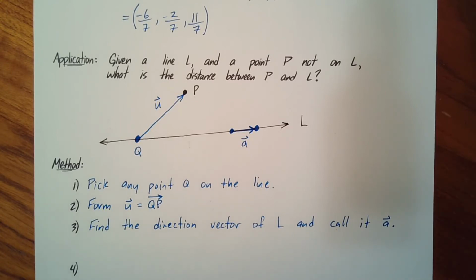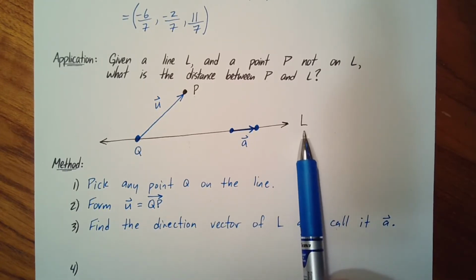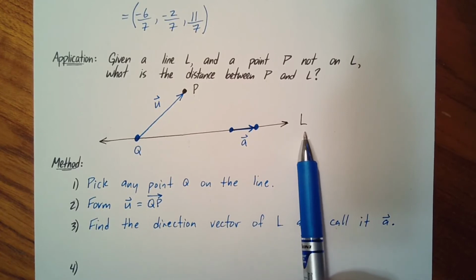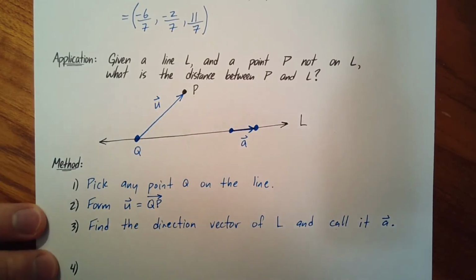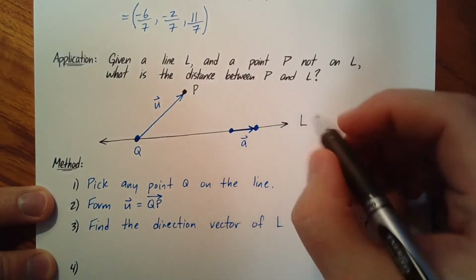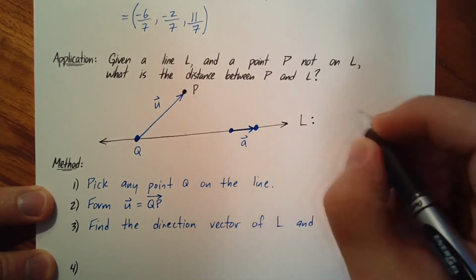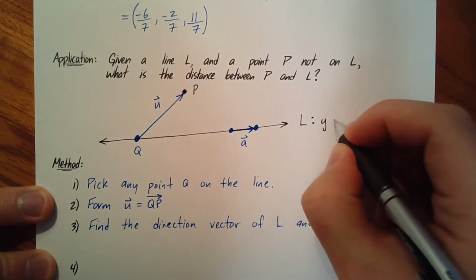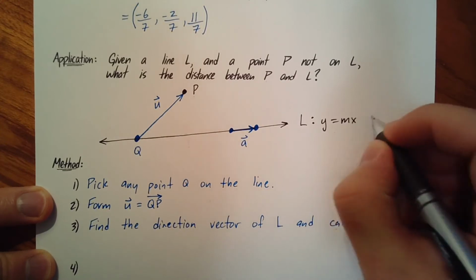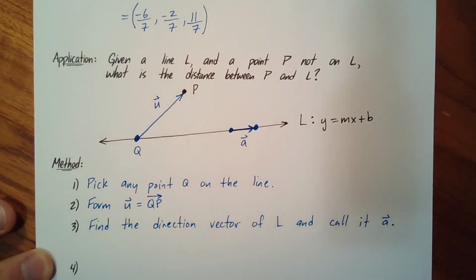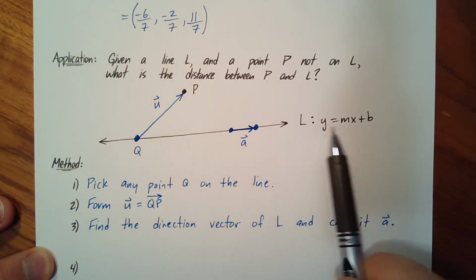But it turns out there's another way that's quite easy, and I'm just going to mention it. It's a little bit of a shortcut. Remember, if you have the equation of the line, let's say it's written in slope-intercept form, so it's y equals mx plus b. So I'm just adding that in. Let's say that the line is given by this equation.